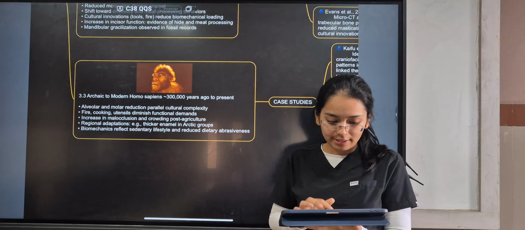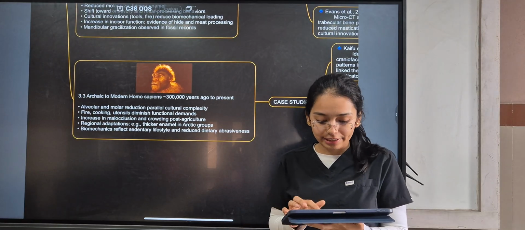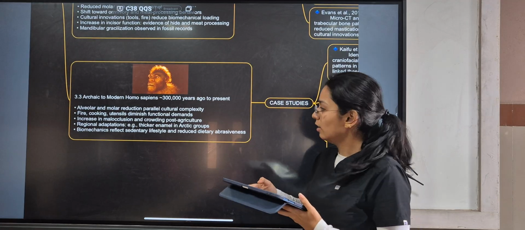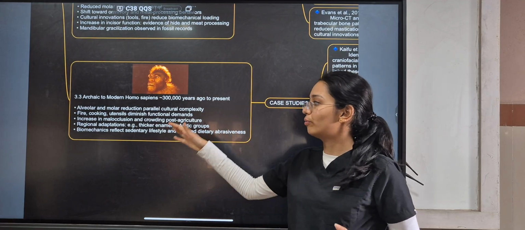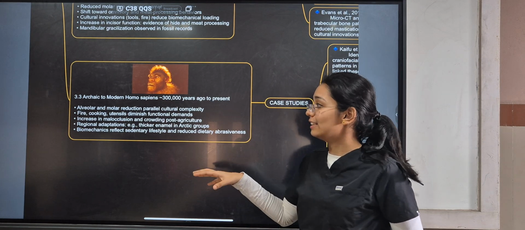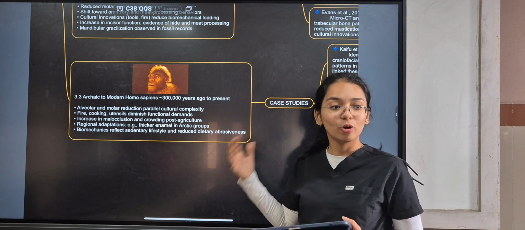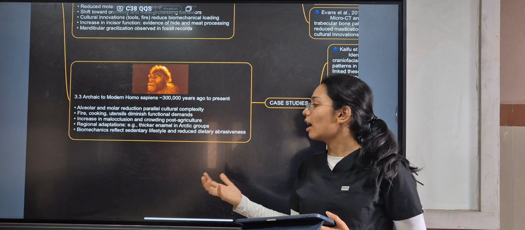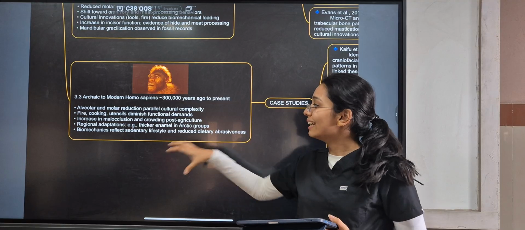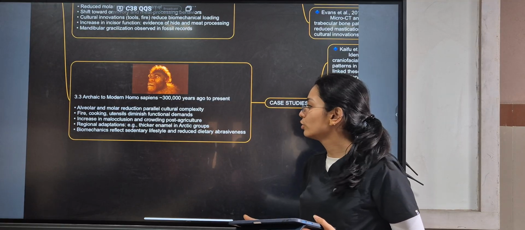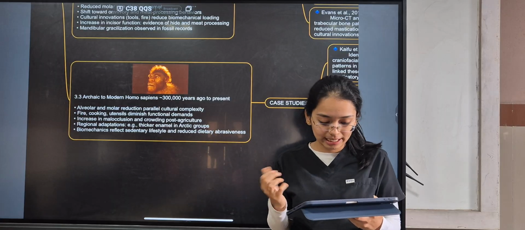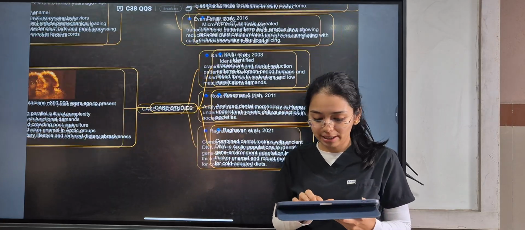So then we have archaic to modern Homo sapiens, that is current day humans, approximately 300,000 years ago. When compared to the previous ones, they started using fire and cooking utensils, which diminished their functional demands. An increase of malnutrition and crowding was seen post-agriculture, and regional adaptations were also seen in the population. Thicker enamel in the Arctic groups was also noted. Biomechanics reflected a sedentary lifestyle and reduced dietary aggressiveness.